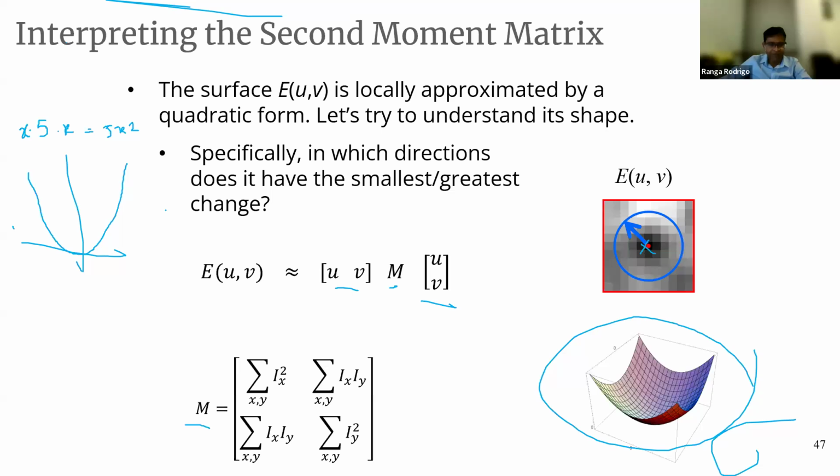So this is your M. The surface E(u,v) is locally approximated by a quadratic form. Let's try to understand its shape. Specifically, in which direction does it have the smallest and greatest change? That depends on the shape of that, whether it's like a boat or whether it's like a coconut shell itself. Depending on M's values, it will change the shape.